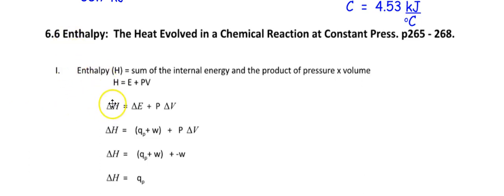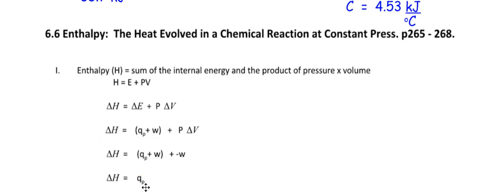By the way, the H here that you see for enthalpy really originates from the idea of heat. That's why they call it delta H, because it's a heat value. Delta H is the sum of the internal energy plus the product of pressure times volume. So delta H is equal to delta E plus P delta V. Look what happens. You have your Q at constant pressure plus W, and then delta E plus P delta V. What happens to my work? They cancel out. So I'm left with delta H is equal to Q at constant pressure.